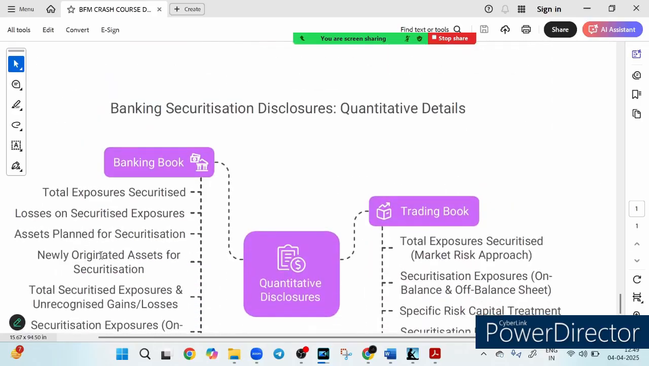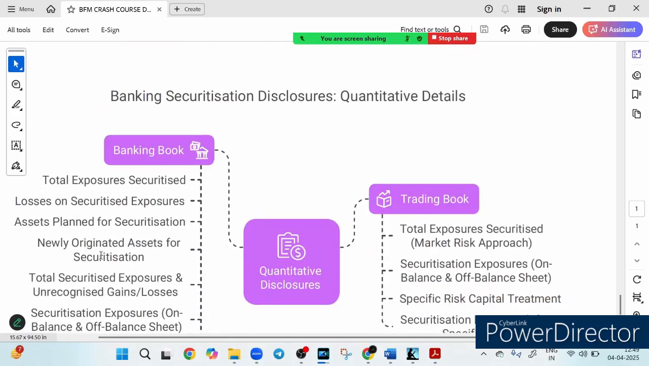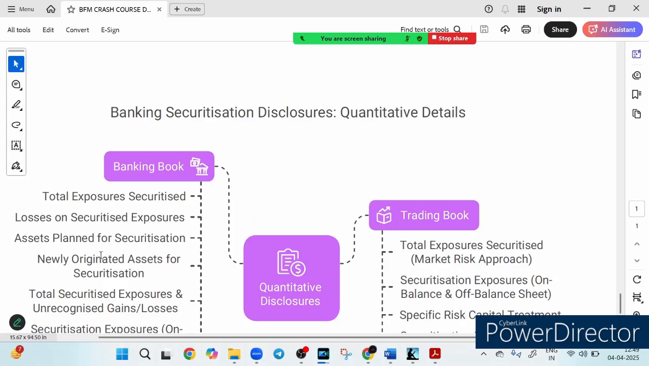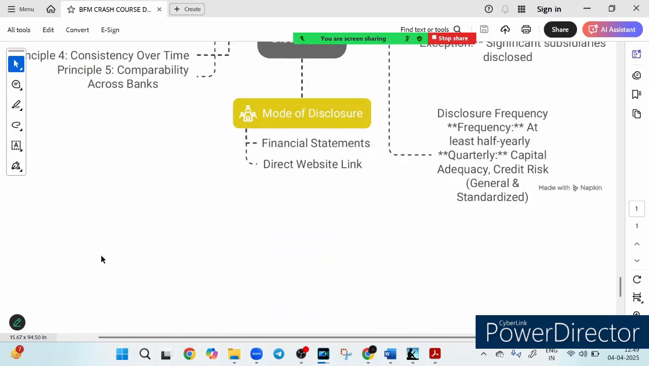Now let's look at the securitization disclosure. The mode of disclosure, where can we disclose it? It is published in the financial statement. A published report contains risk and capital data, and a direct website link is also there. This ensures that financial data is readily available.